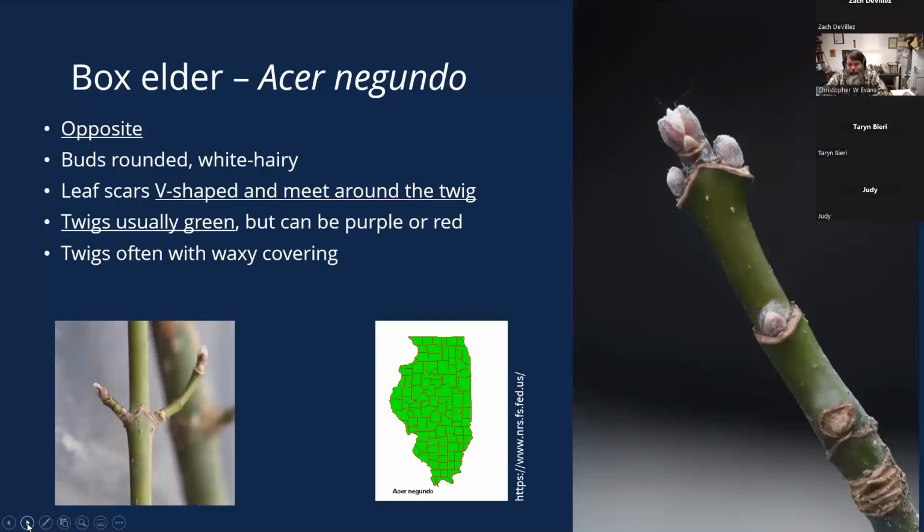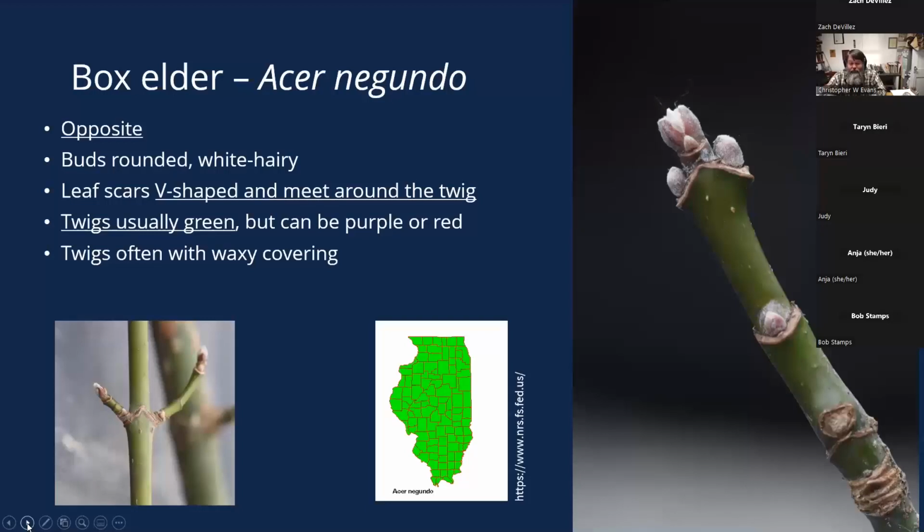One really easy characteristic to pick out box elder is that the twigs, I'm sorry, are usually green. They're not always green, but often they're green in color, and there's very few woody plants that have green twigs. Sometimes they can be purple or even reddish or dull or tan in color. But if you see one that has a lot of bright green twigs that are opposite, then it's a good indication that you may be looking at a box elder.